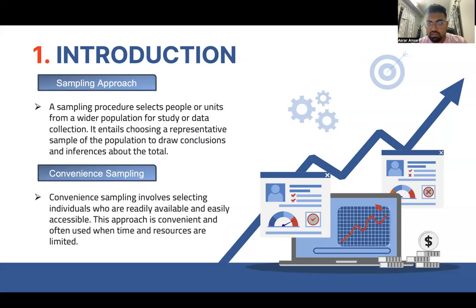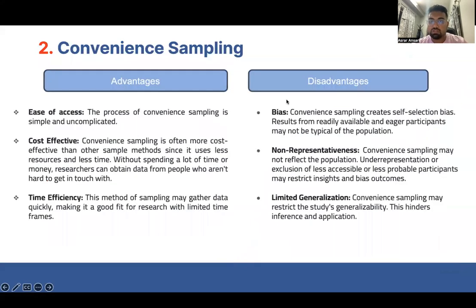There are some advantages and disadvantages of this approach. Let's talk about the advantages. One of the major advantages, as we mentioned, is that it is easy to access. The researcher selects candidates who are easily accessible. Given the wide spread of smartphones and internet access, it is relatively easier to reach potential participants through online platforms, social media, or physical locations. So this method is easily accessible, and it is one of the cost-effective methods.